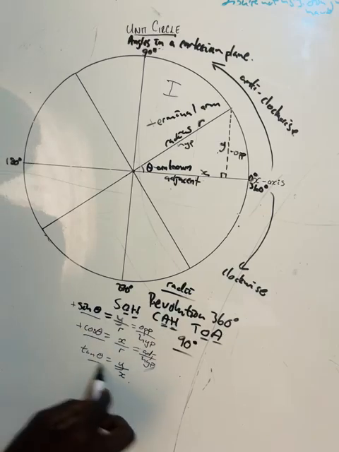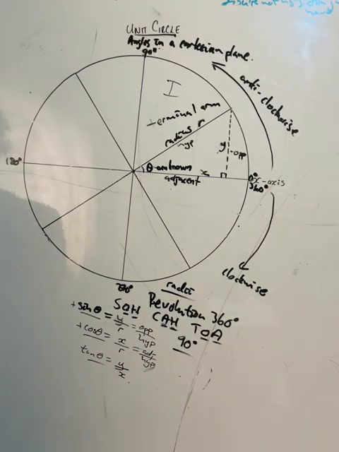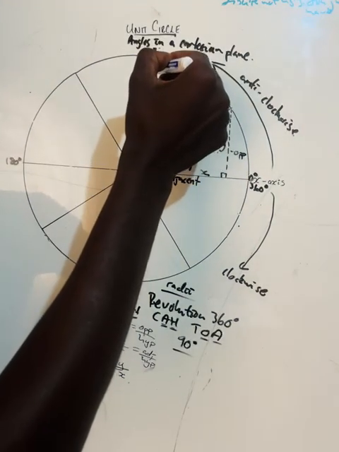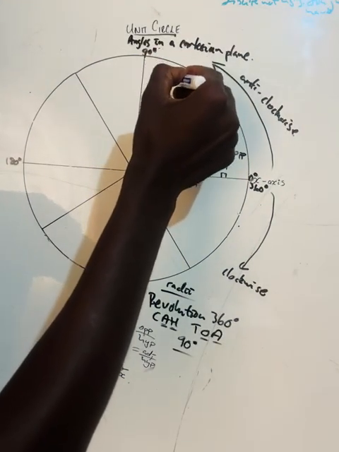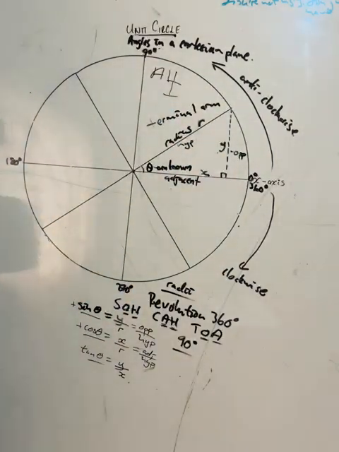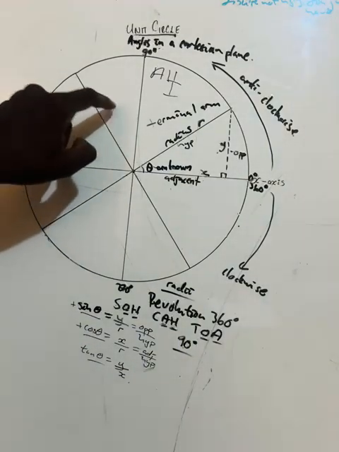So we can conclude that in the first quadrant, all the trig ratios that we have, sin theta, cos theta, and tan theta, are all positive, right? So here we now use the letter A to say all trig ratios in the first quadrant are positive.